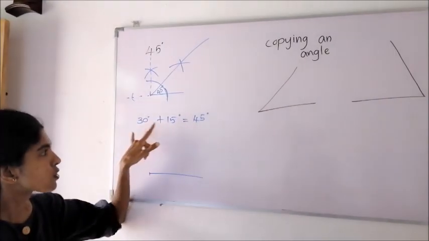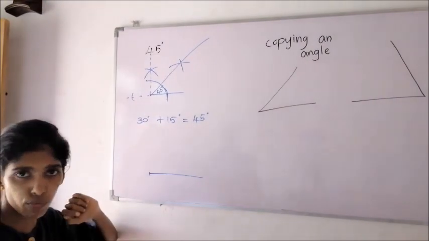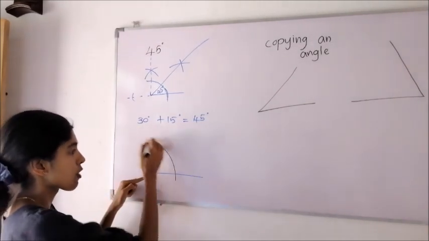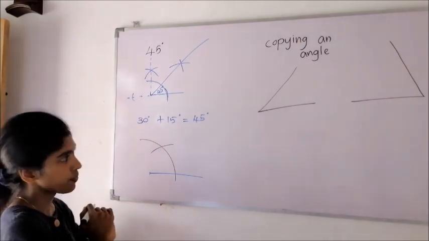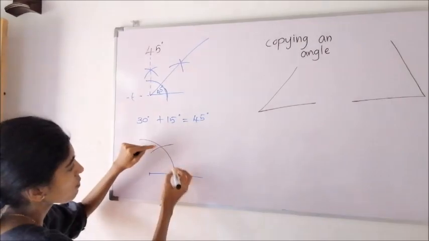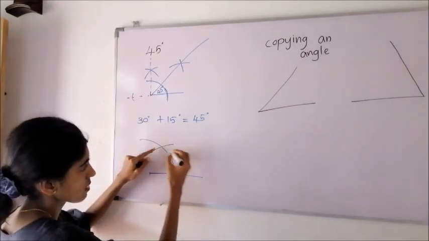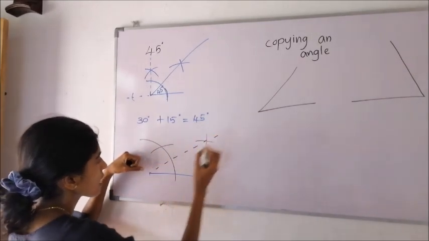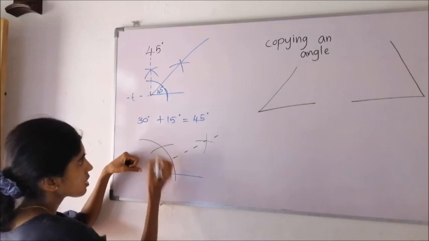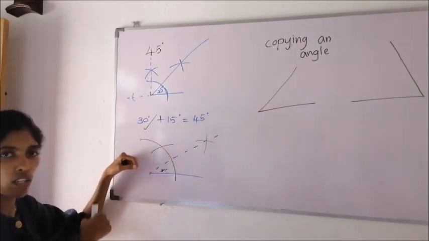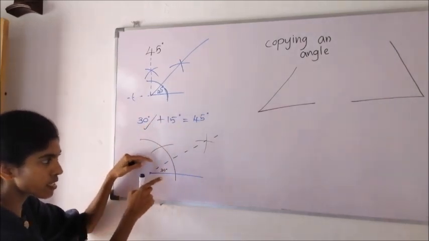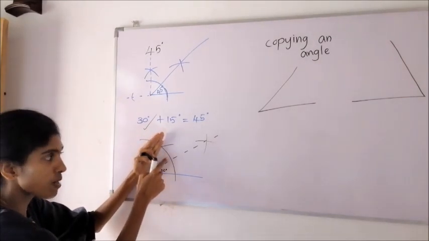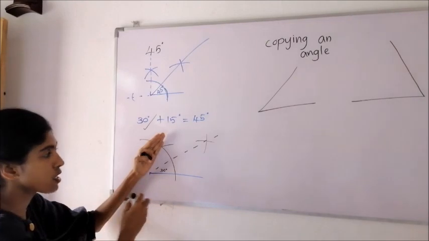Okay, you should know that 30 plus 15 is 45. Firstly, we will construct a 60 degree angle. Keep the middle point here. This is 60 degrees. Okay, then we will bisect this one. This is 60 now. We know that when we bisect it, we get 30 degrees. Okay, now to construct 15 degrees, we know that if this is 30 degrees out of 60, this is also 30. When we bisect this angle, we get 15 degrees.